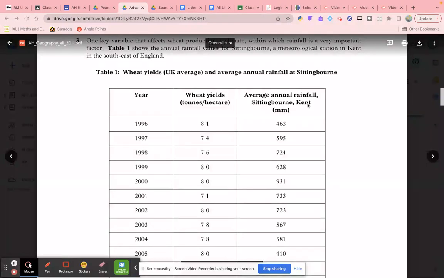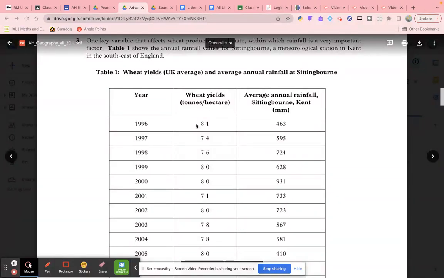which we're then told is also in Kent. Now, the reason for doing a statistical test is we are looking at these two variables and we're thinking they might be related, that the amount of rainfall may indeed be related to the wheat yields. We're thinking that possibly higher rainfall might explain a bigger wheat yield. So we think that's possible.